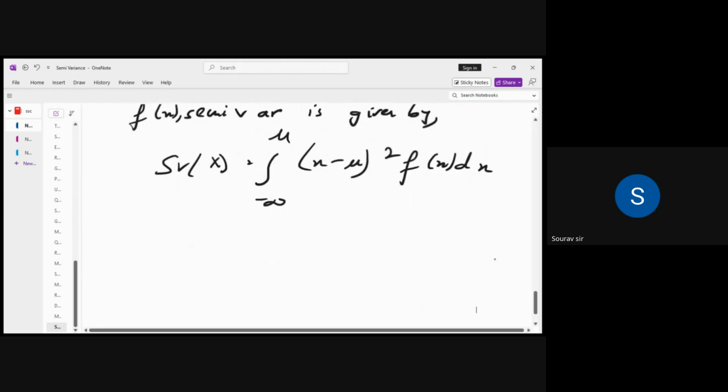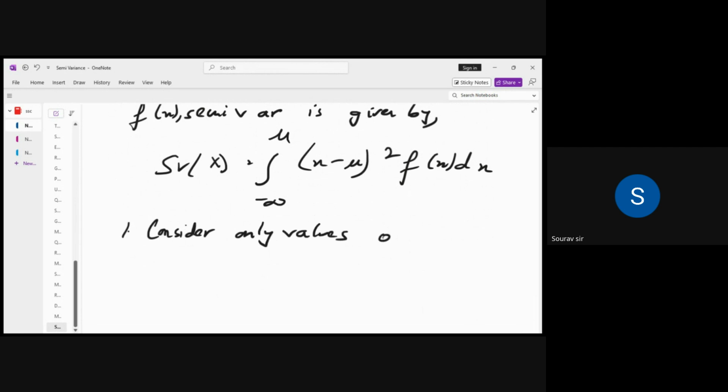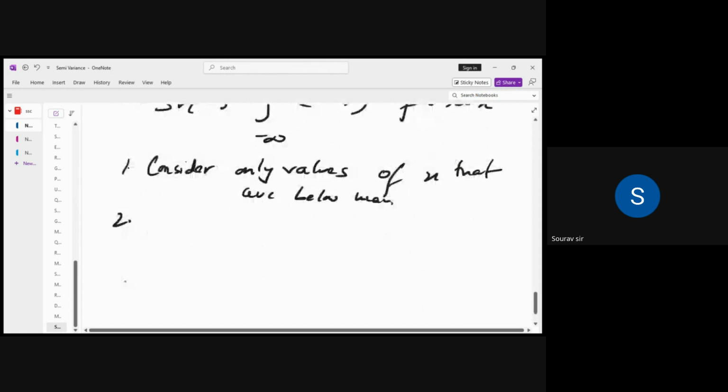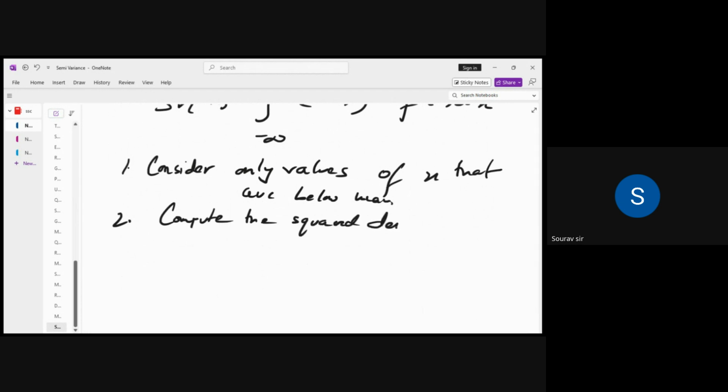If I do the step-by-step calculation, how will I do it? First, I will consider only values of x that are below the mean. Then compute the squared deviation from mu. And then we have to integrate.